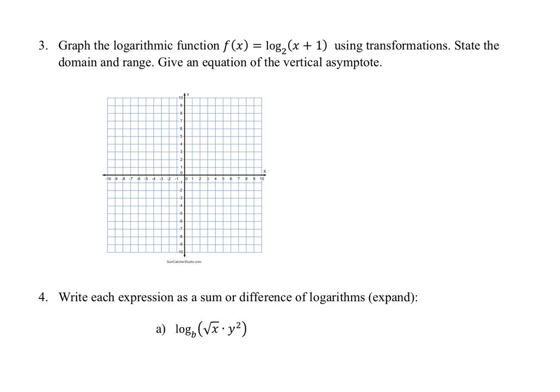Logarithmic functions, if you recall, have a vertical asymptote, normally here at x equals 0, unless there's a horizontal translation. In this case, we're going to the left 1 unit. So the vertical asymptote is at x equals -1. Vertical asymptote, remember, is a domain restriction. So the domain of this is going to be to the right of -1, so from -1 to infinity.